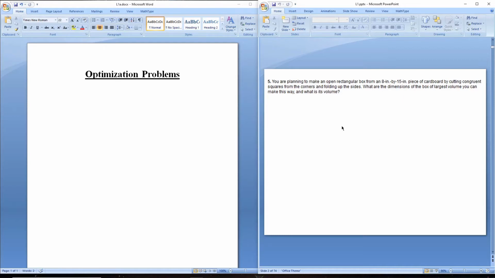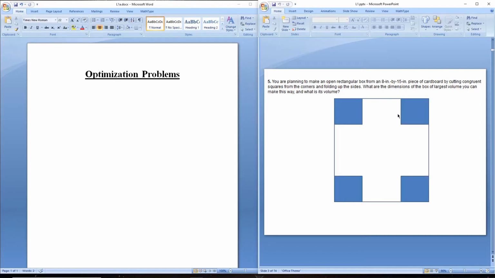So the first thing that's good to do here is to draw a picture. If you can draw a picture of something, a picture will always help your brain along trying to contain all the information. So we have a rectangular box. So here it is. And we're cutting off the corners with equal squares. So the blue is what we're cutting off. And if you look at these flaps here, we can fold them up, and we can create a box that has no top. So it says we're planning to make an open rectangular box.